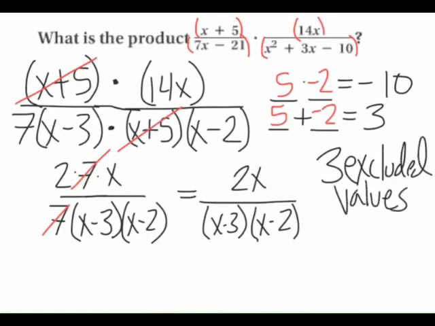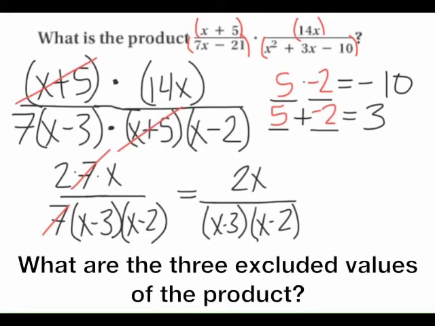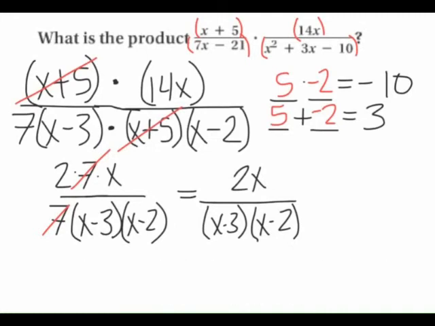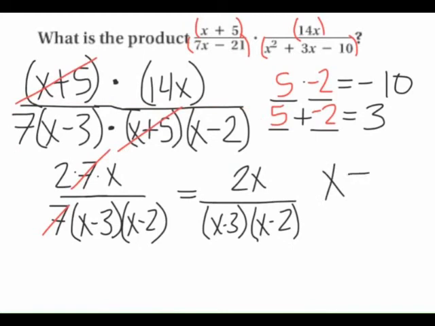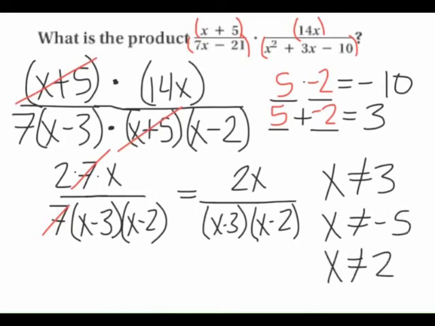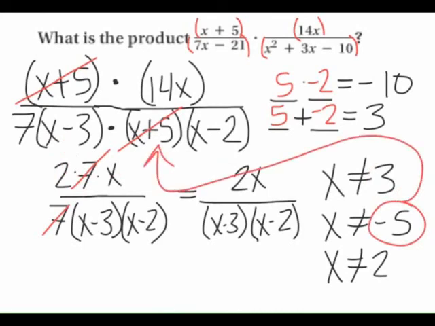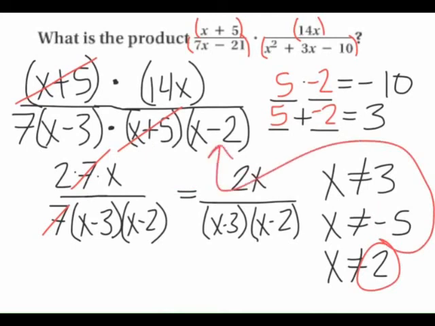Do you see what they are? The 3 excluded values, in other words, the 3 numbers that will make this whole thing equal to 0 are x cannot be equal to 3, x cannot be equal to -5, and x cannot be equal to +2. This would make this factor equal to 0. This would make this factor equal to 0. And this would make this factor equal to 0.